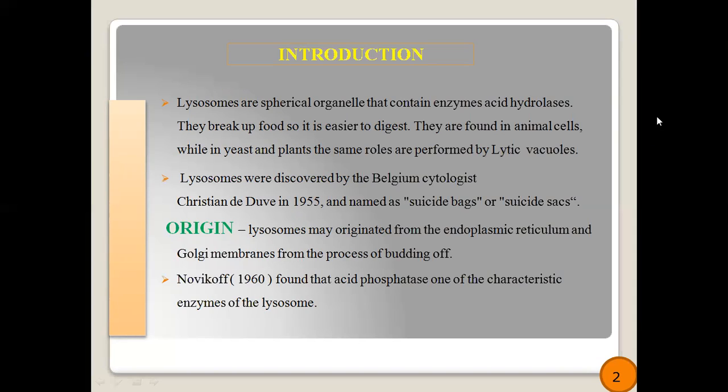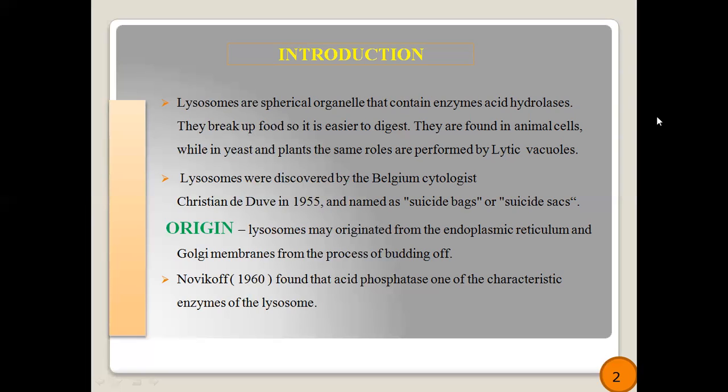So, lysosomes are spherical organelles that contain enzymes, acid hydrolases. They break up food so it is easier to digest. They are found in higher animal cells, while in yeast and plants, the same role is performed by lytic vacuoles. The lysosomes were discovered by the Belgian cytologist Christian de Duve in the year 1955 and named as suicide bags or suicide sacs.